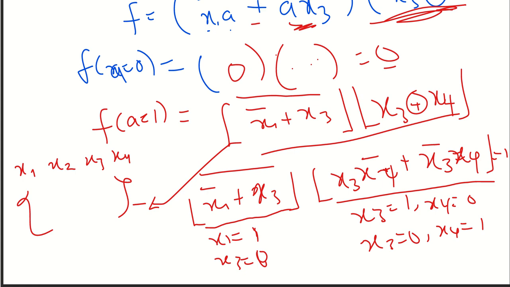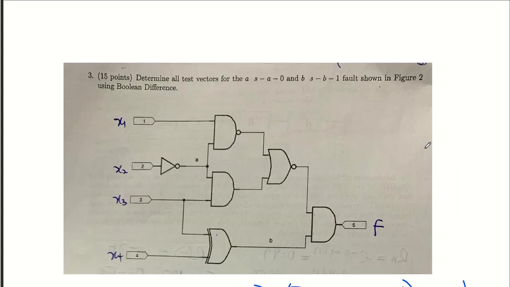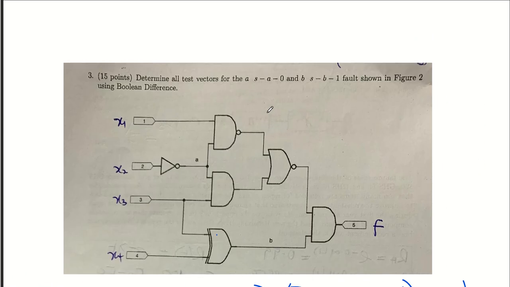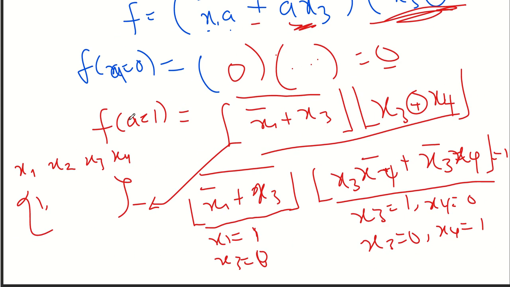Now x1 is what? 1. But what about x2? Well, you realize that x2 was what? A bar. Do you realize it? x2 was a bar. I mean, at the beginning, realize that x2 was a bar, and we were testing for a stuck at 0. So it means that here has to be 1, which means that x2 has to be what? 0. Okay. So it means that x2 has to be 0.